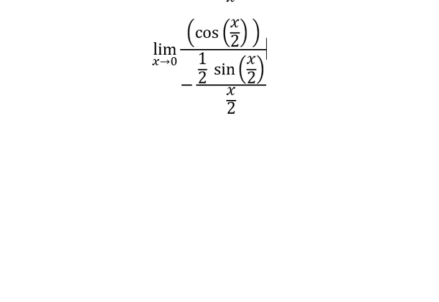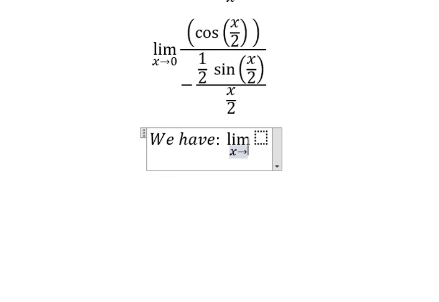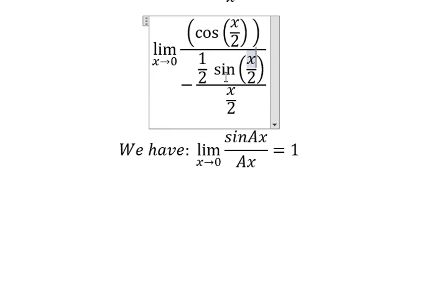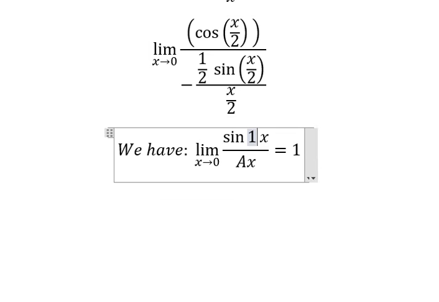Next, we have the formula. So when x approaches number 0, sine of ax over ax equals number 1. That is about sine x over 2 over x over 2. So this one equals number 1 because capital A, that is about 1 over 2 in here.